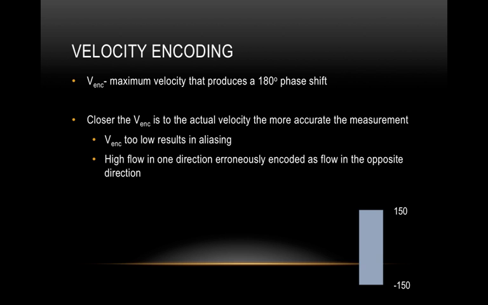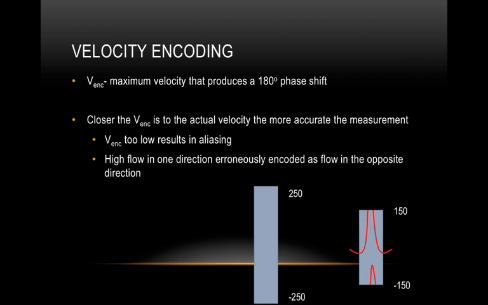So as you can see here, if we pick a velocity encoding that's 150, that means that we're going to be able to accurately represent velocities that are 150 centimeters per second in one direction or the opposite direction. But let's say we have flow that looks something like this, where we have a velocity that's higher than 150. Well, since that velocity that's higher than 150 can't be mapped, it actually wraps around and is mapped at the bottom with a negative velocity. So this is aliasing.